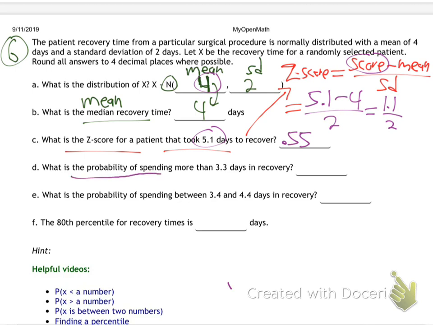What is the probability of spending more? Now we're back to normal questions. What is the probability of spending more than 3.3 days in recovery? What's the chance of that? We good? Let me jump in and do this one with you.